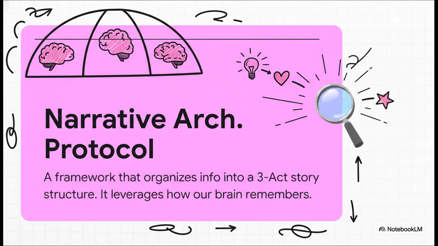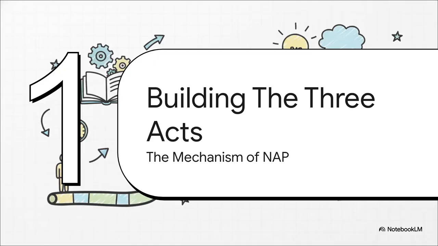So what is it? Simply put, NAP is a system for turning anything you need to communicate into a classic 3-act story. The reason it's so powerful is that it works with our brain's natural wiring, not against it. It taps into our built-in talent for remembering stories to make your message incredibly memorable and effective. Okay, so how do you actually do this? What does it look like in practice? Well, the beauty of this whole protocol is just how simple it is. It takes whatever information you have and organizes it into that classic 3-act structure we all know and love.